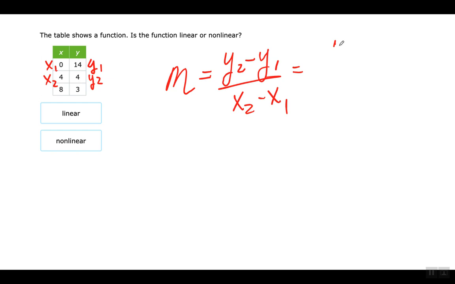So when I substitute, I'm going to have 4 minus 14 on the top and 4 minus 0 on the bottom. That's going to give me negative 10 over 4. When I simplify that fraction by dividing the top and the bottom by 2, I'm going to get negative 5 over 2.